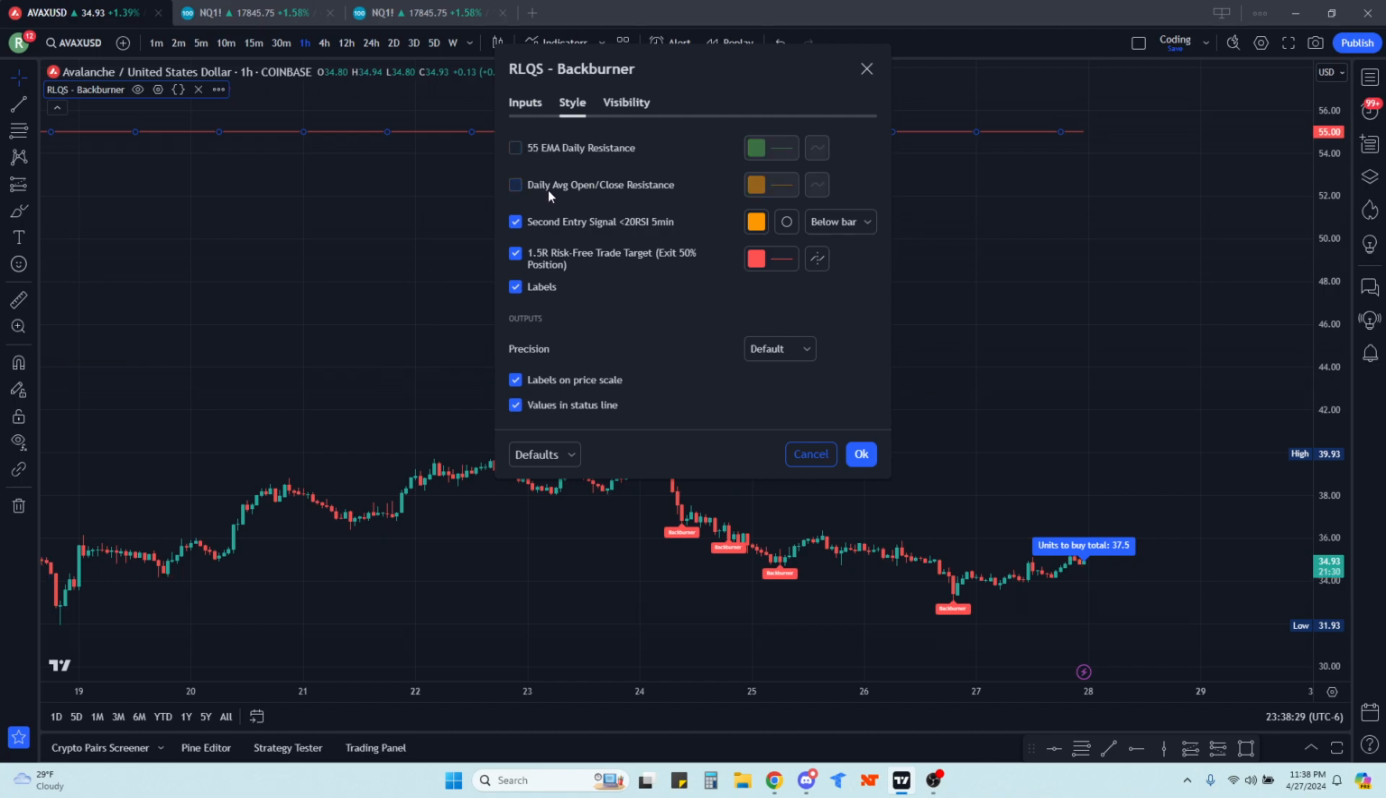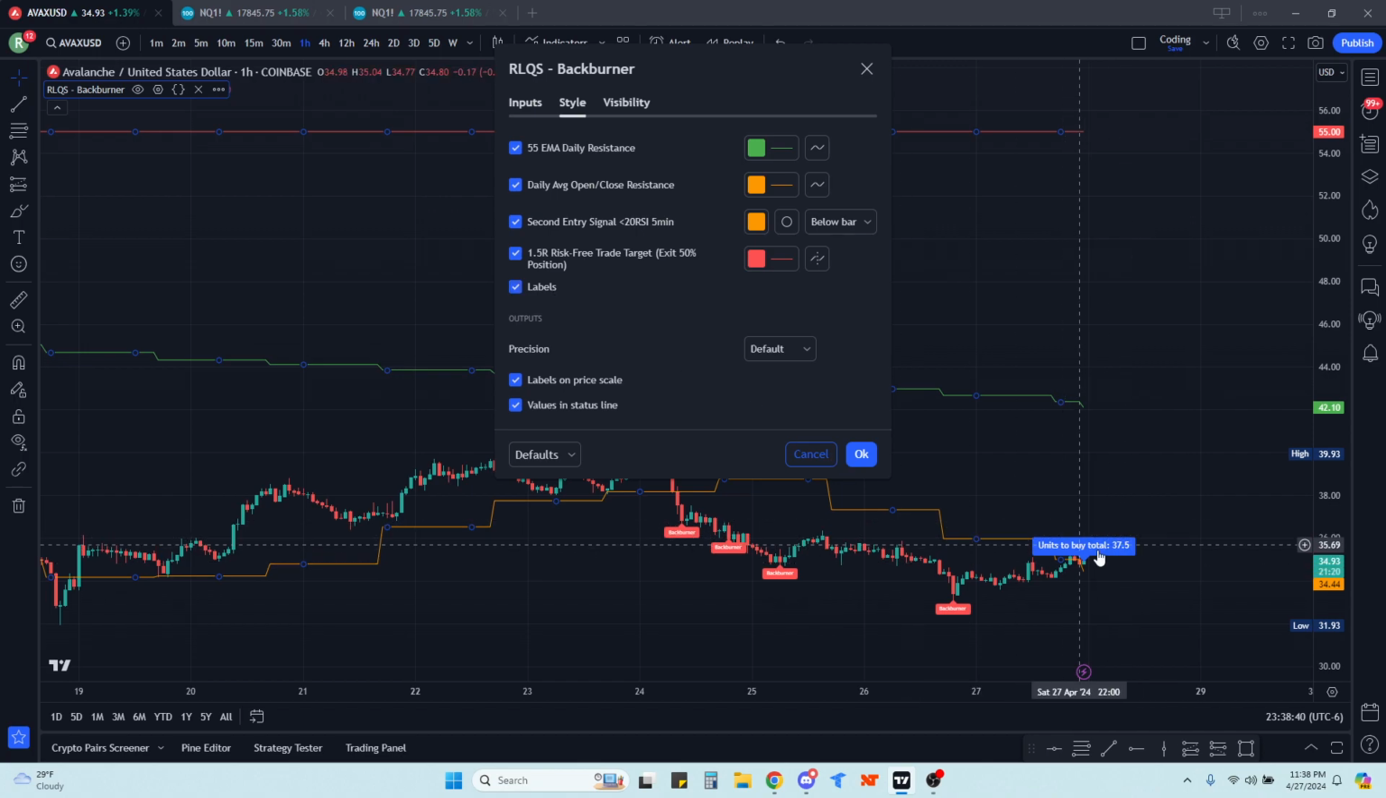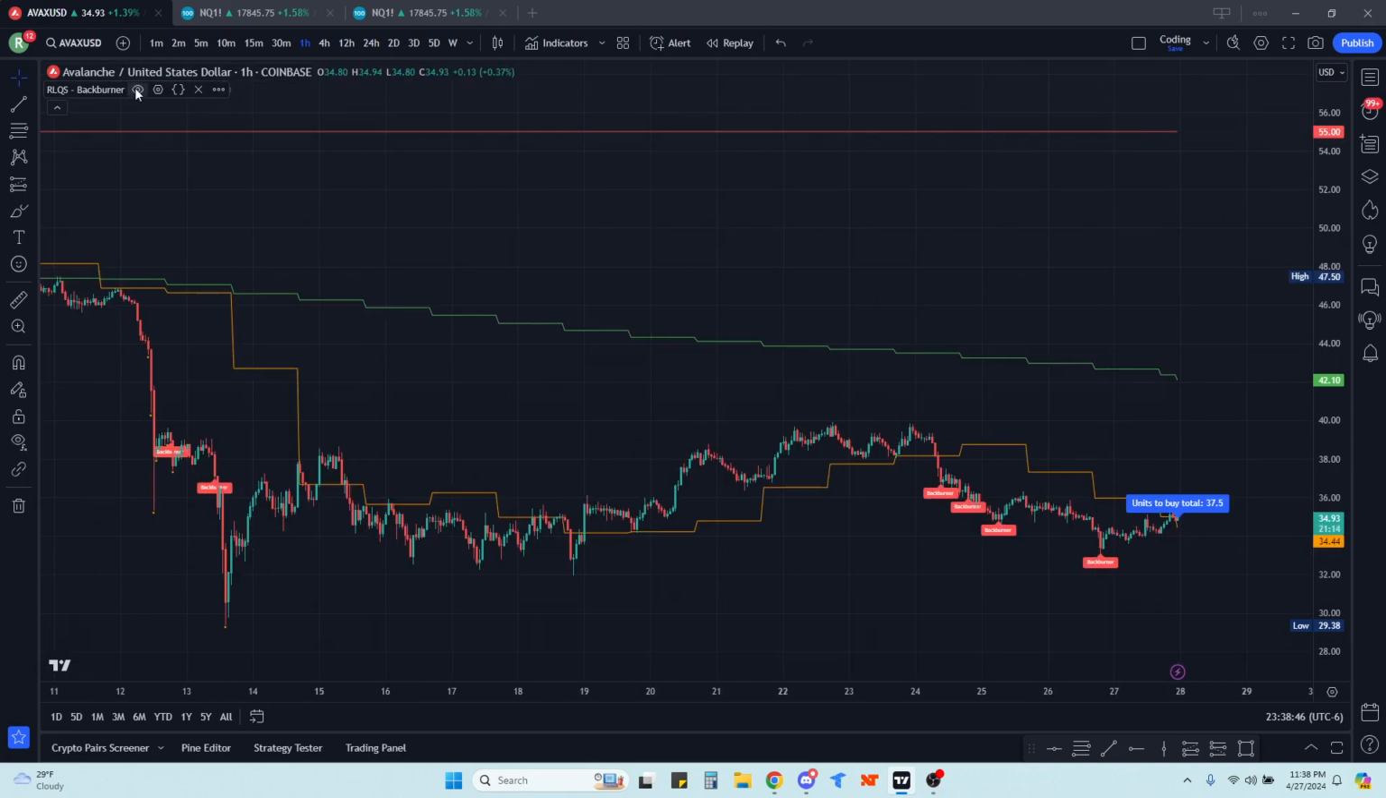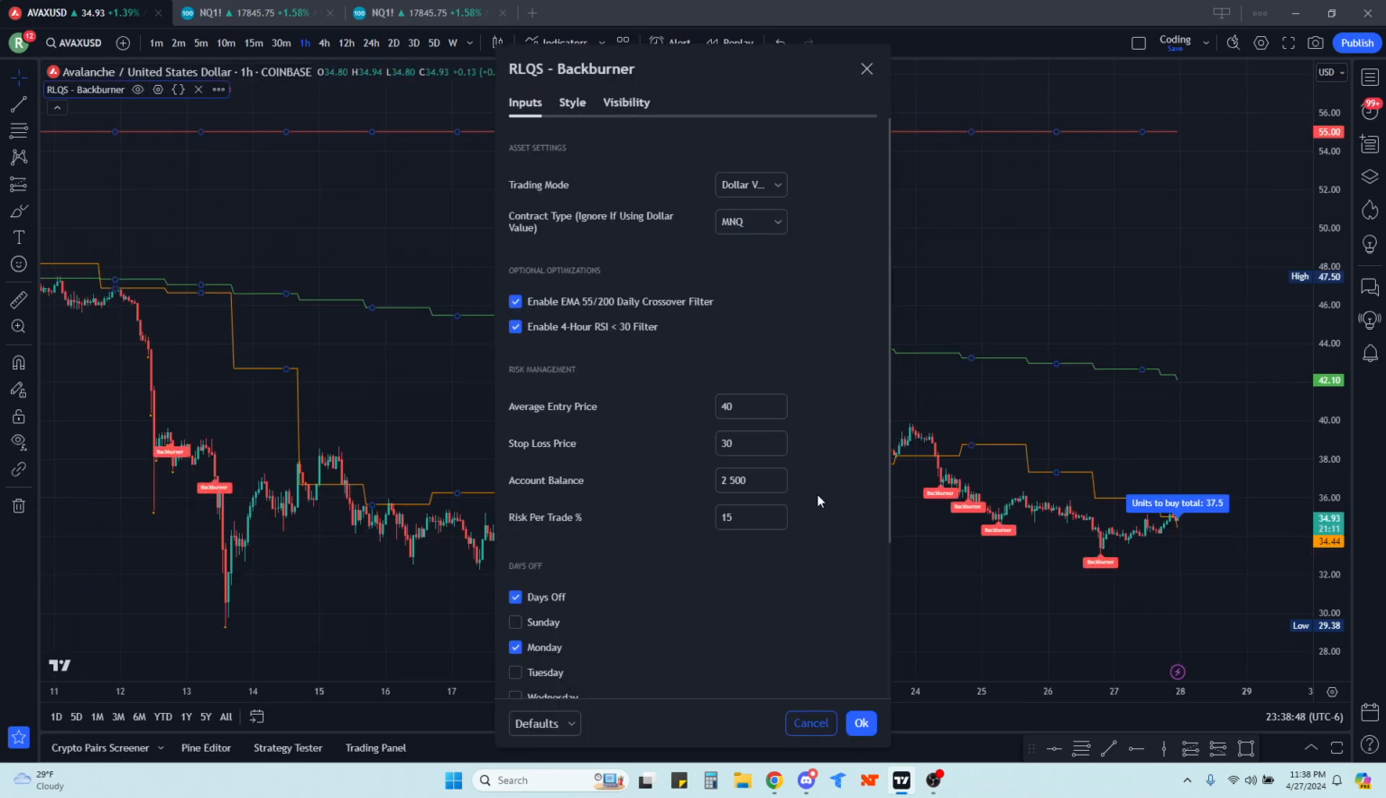You can toggle these on if you don't like how they look, perfectly fine. All these sorts of things. Second entry, take that off. Labels, if you don't want to see how much you should be buying to stay in your proper risk management, to risk, as this is set up, 15% of $2,500 would have you buying 38 AVAX.